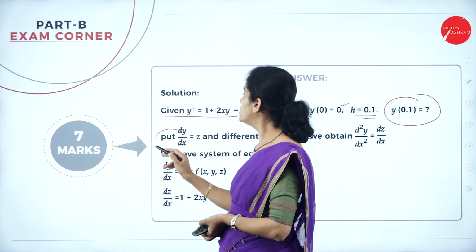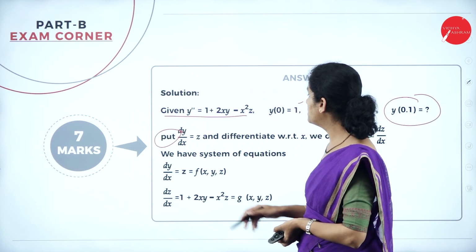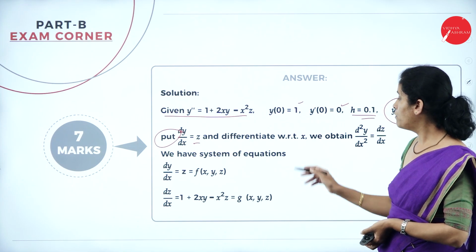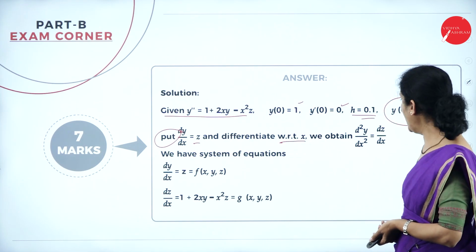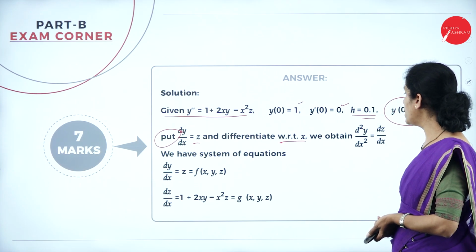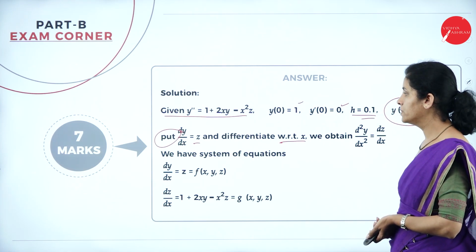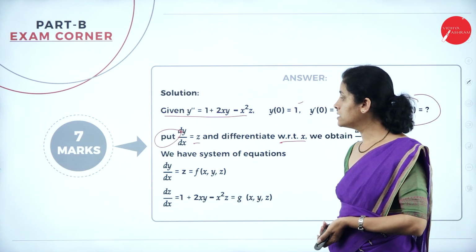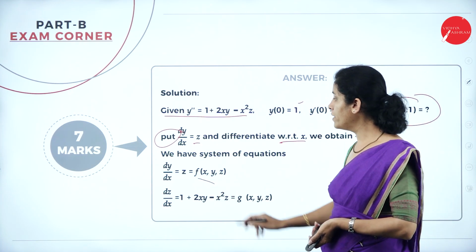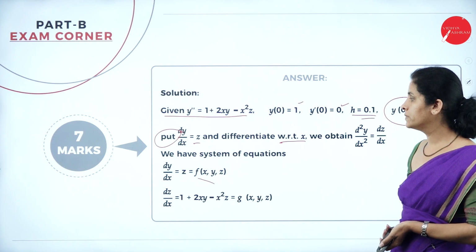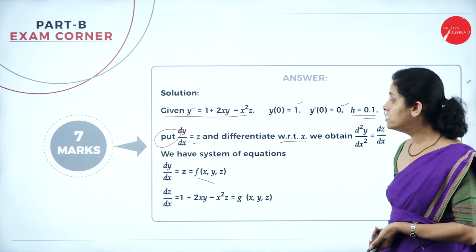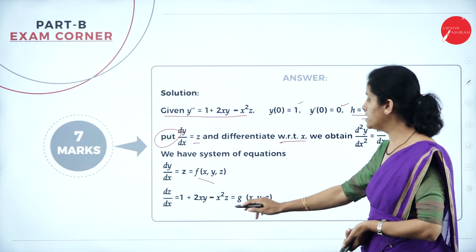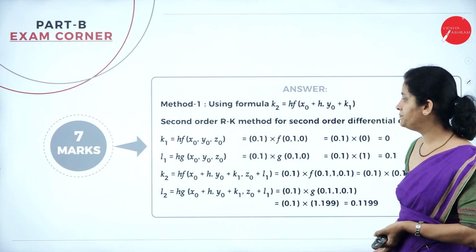Now put dy divided by dx as z. That is nothing but the differentiation. I want to differentiate with respect to x, so that is d square y divided by dx square. Now we have a system of equations. dy divided by dx is nothing but this z, that is f of x comma y comma z. Then what about dz divided by dx? That's nothing but the function itself, that is g of x comma y comma z.